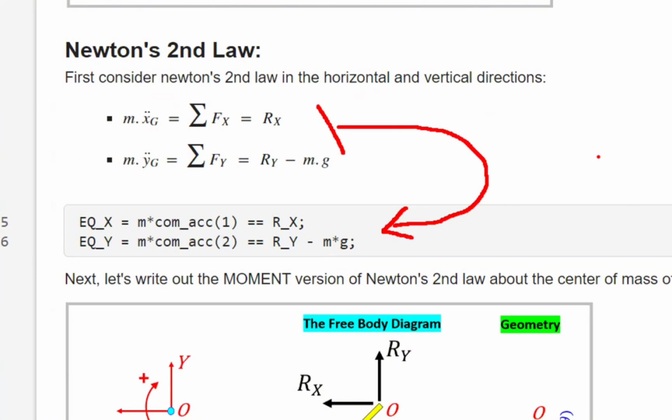Lines 15 and 16 show us writing out those two equations in symbolic form. Note that we're utilizing the accelerations that we just computed in the previous section, all right? It's a vector. The first component of the vector is the x acceleration. The second component of the vector is the y acceleration. So we've got these two symbolic equations.